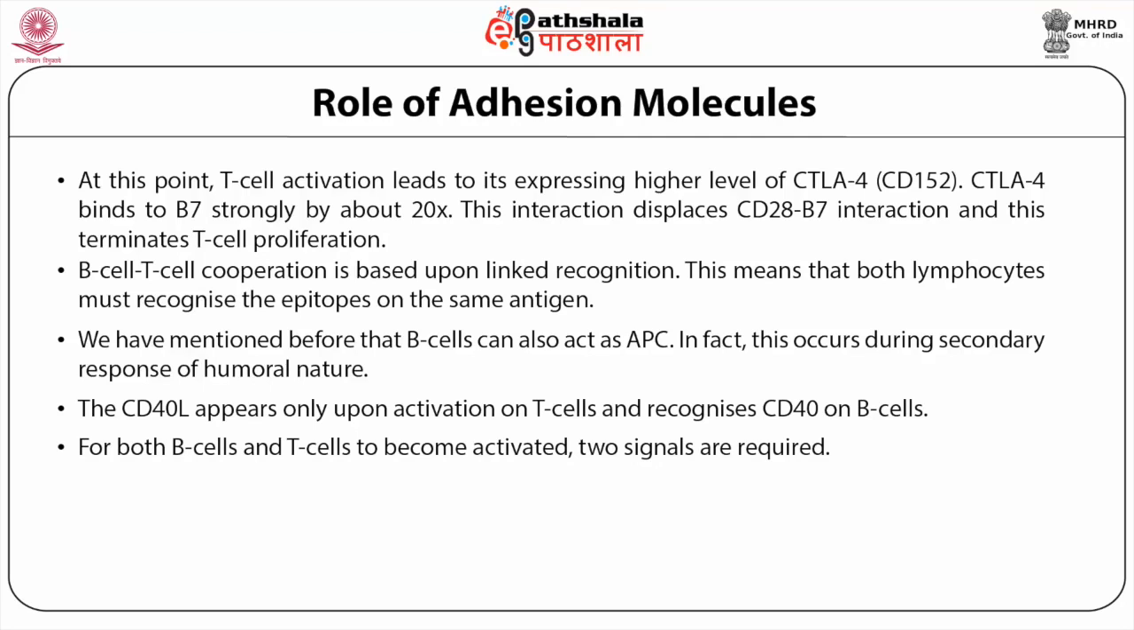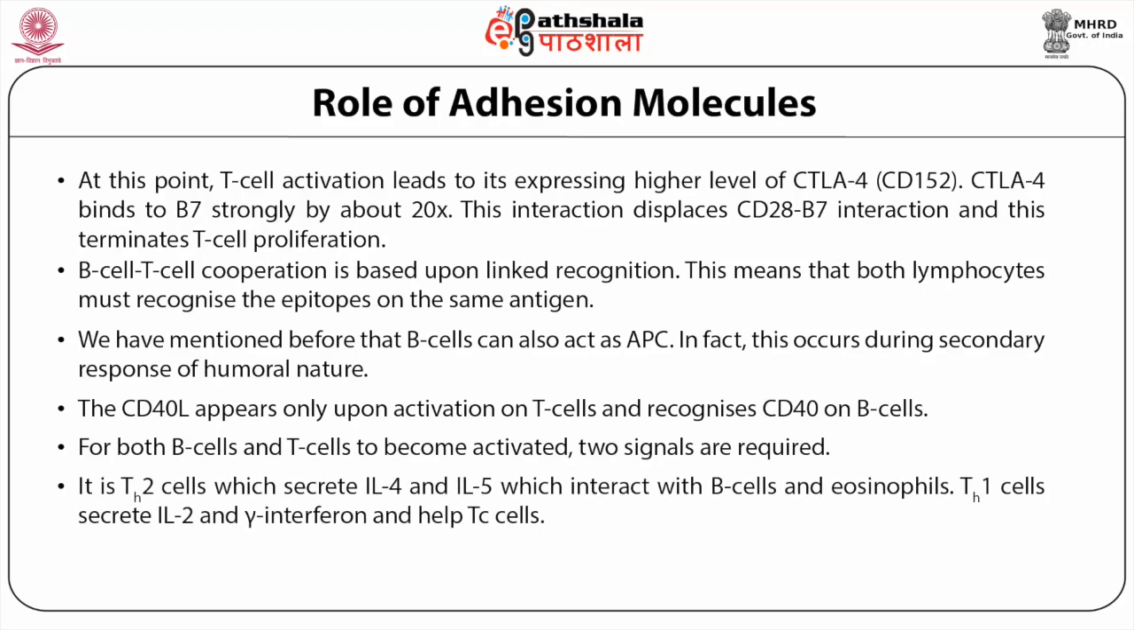The second signal can come not only from a chemokine like interleukin but also from cell-cell interaction. It is Th2 cells which secrete IL4 and IL5, which interact with B cells and eosinophils. Th1 cells secrete IL2 and gamma interferon and help Tc cells. Th1 cells also activate macrophages via interferon gamma and help macrophages in destroying pathogens, which is responsible for infections like tuberculosis. Thus, unactivated macrophages would just offer innate immunity and are unable to fight such infections.